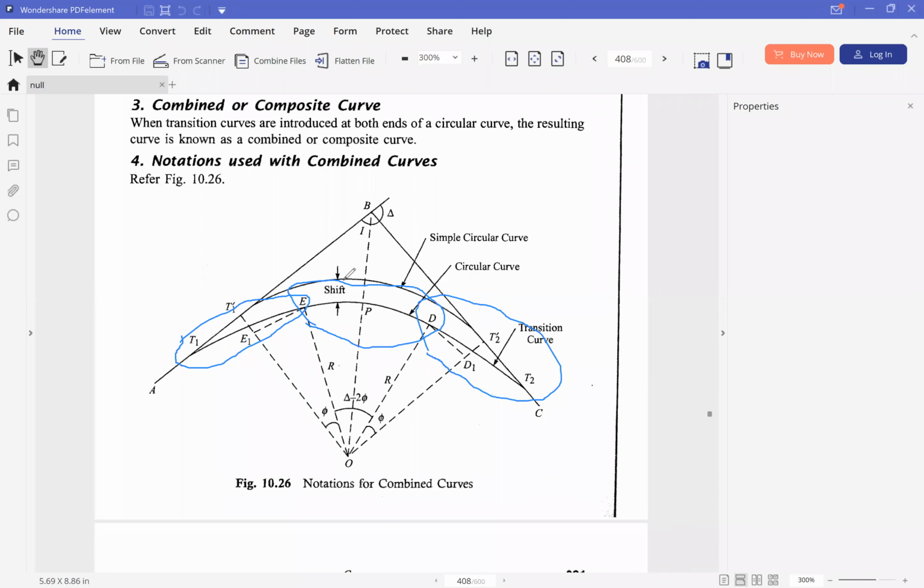So these are some basic notations. Some of these are similar to the previous ones. Few are new things like the shift and the spiral angle. And if you have any query, you can just text it.